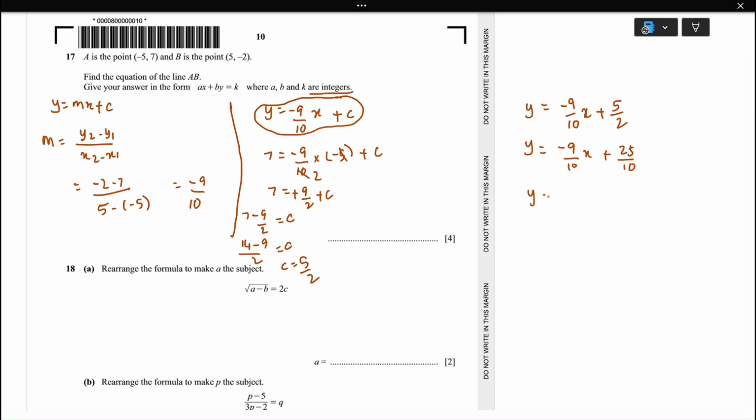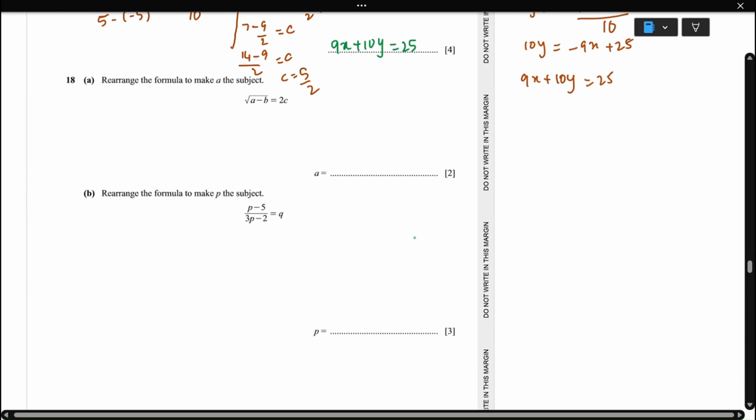Next, y equals minus 9x plus 25 over 10. Now I'll bring this 10 to this side, so 10y equals minus 9x plus 25. Now bring the 9x to this side, so it becomes positive: 9x plus 10y equals 25. That is the required answer because all are integers now. So we got this in the form ax plus by equals k. Same thing, 9x plus 10y equals 25. That's the final answer.